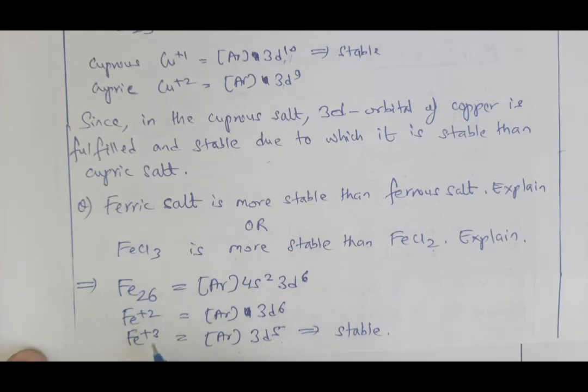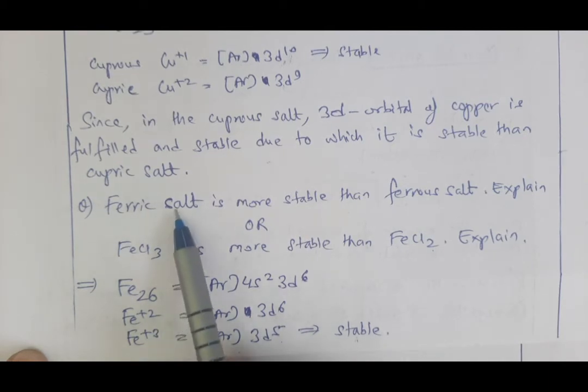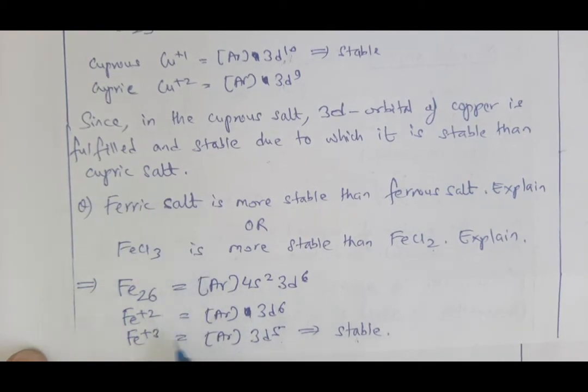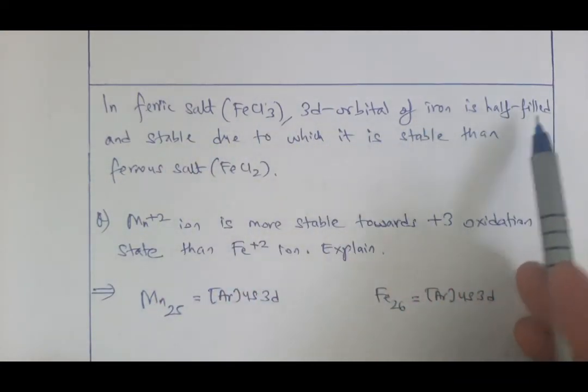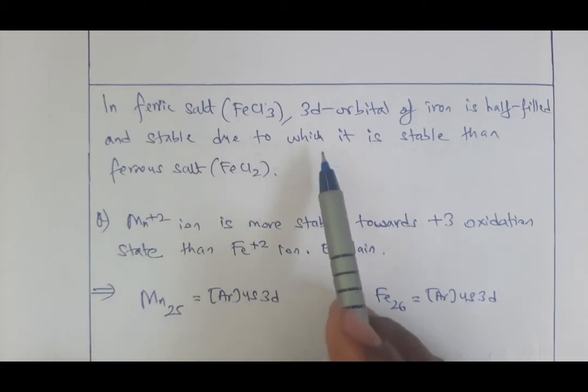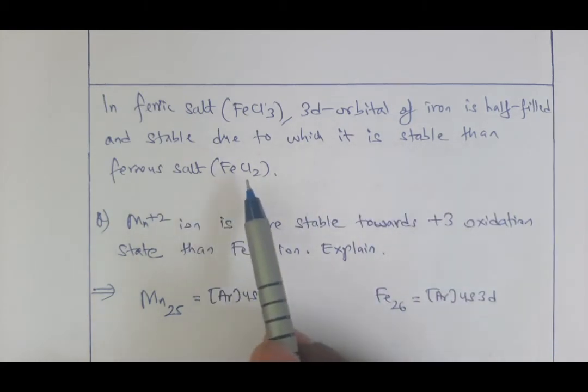Now if you see here, in ferric salt, iron 3d orbital is half filled, due to which it is more stable than ferrous salt, because it is neither fulfilled nor half filled. So do remember, in ferric salt, that is in FeCl3, 3d orbital of iron is half filled, due to which it is more stable than ferrous salt, that is FeCl2. So the student answer is: in ferric salt FeCl3, 3d orbital of iron is half filled and stable, due to which it is more stable than ferrous salt, that is FeCl2.